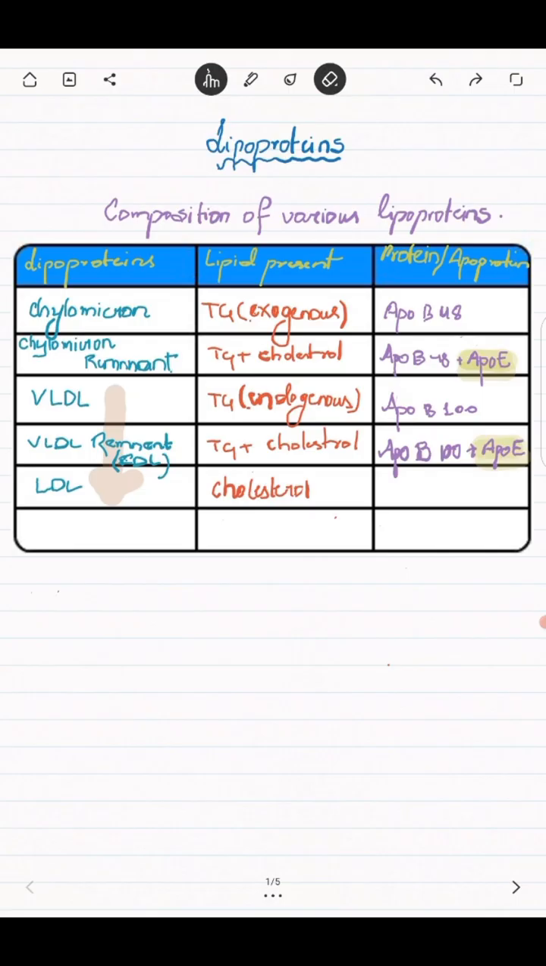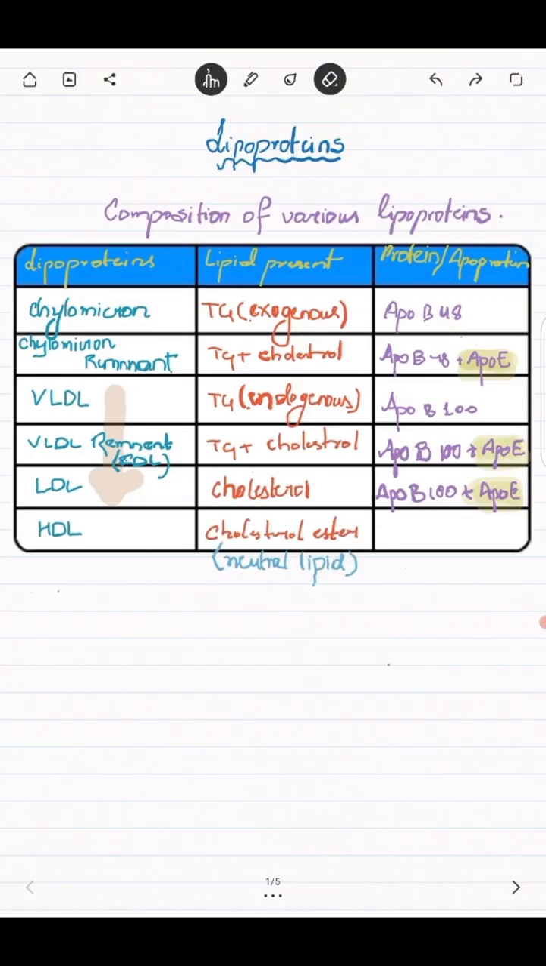Now the next lipoprotein is LDL. What happens when VLDL releases triglyceride? It forms VLDL remnant, also known as IDL, and further it forms LDL. So I have shown an arrow which suggests that VLDL first forms VLDL remnant, which is IDL, and further it forms LDL. So LDL will contain cholesterol. All the triglycerides are unloaded, and its protein or apoprotein part is ApoB100 plus ApoE. Same thing, because I told you it's formed from unloading of VLDL only. So ApoE will be present in the LDL also.